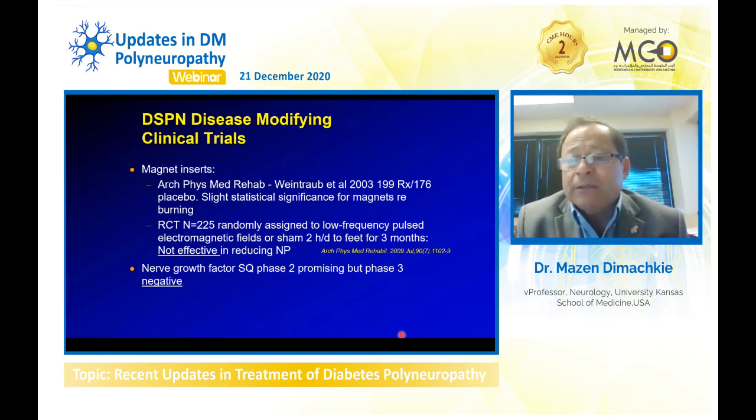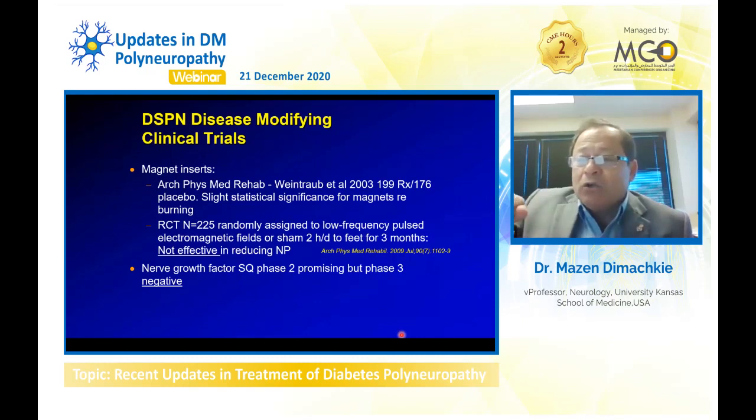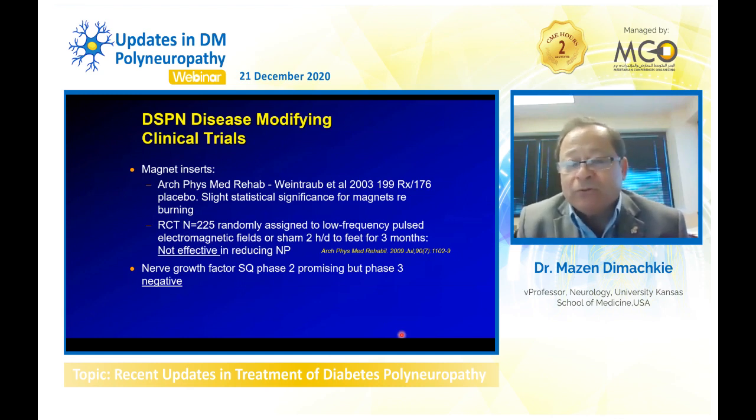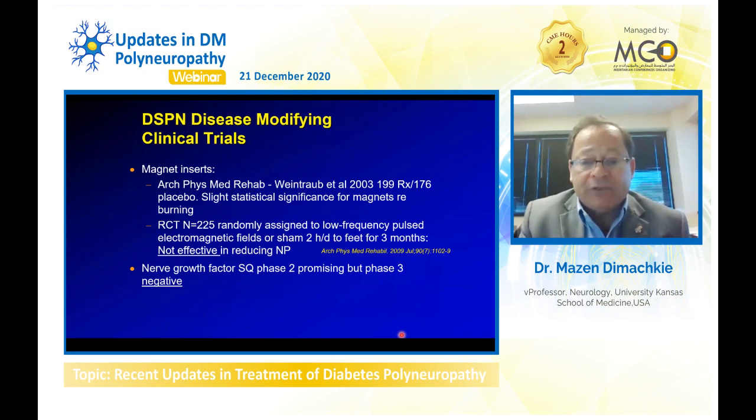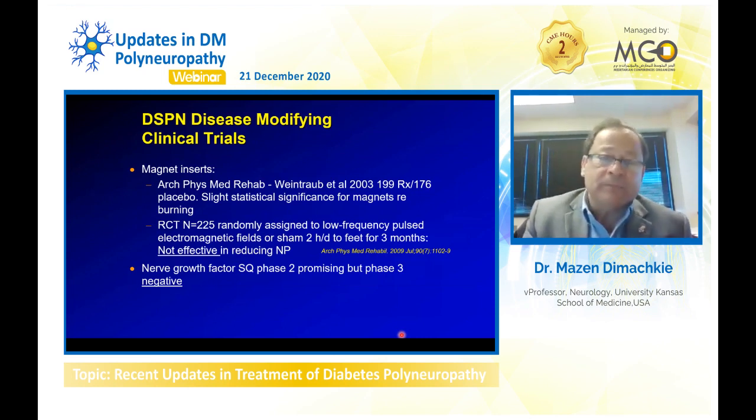Magnets have been tried. There was encouraging data early on, putting a magnet inside your shoe, like an insole, and then walking around with magnets. But then the randomized control trial was negative. Even nerve growth factor injected under the skin had promising data in phase 2, but failed in phase 3 studies.